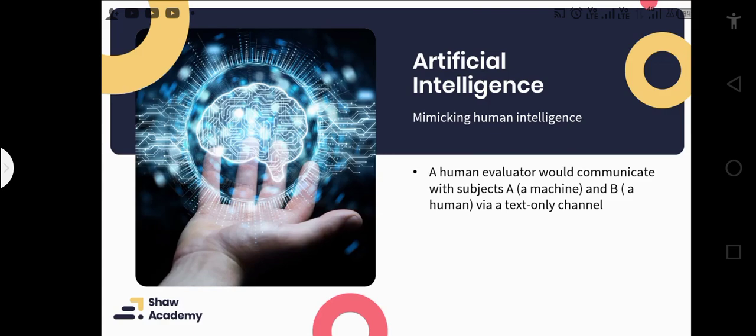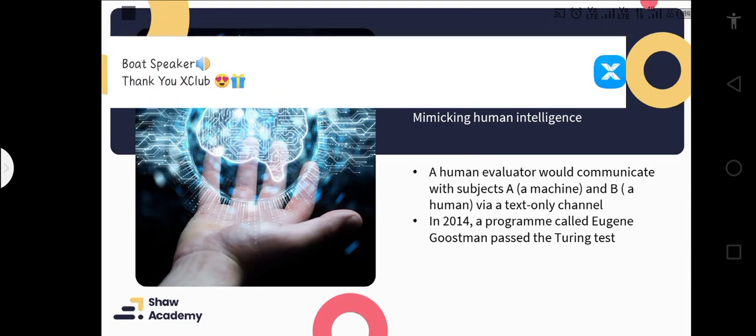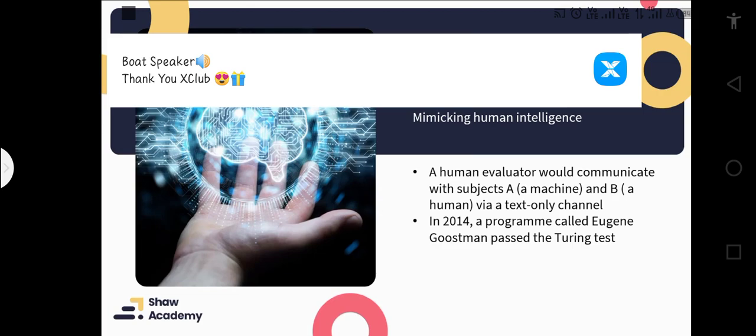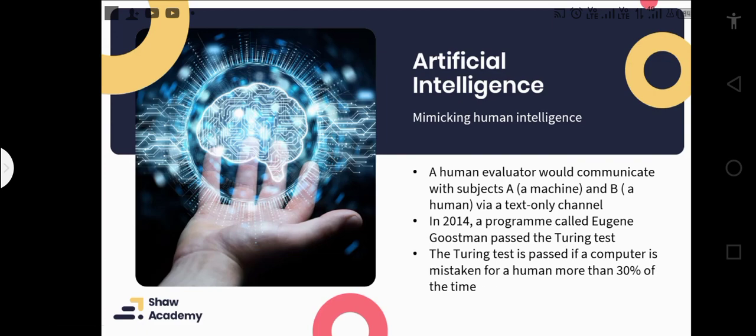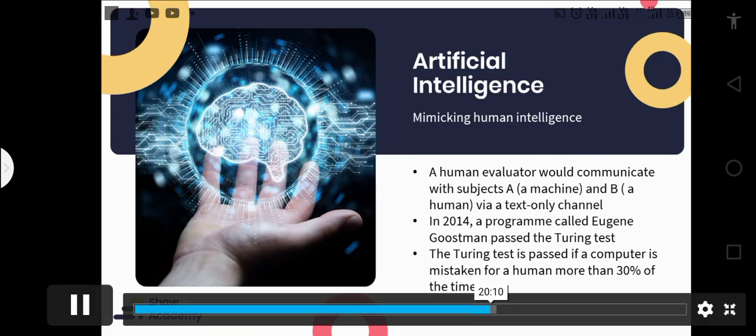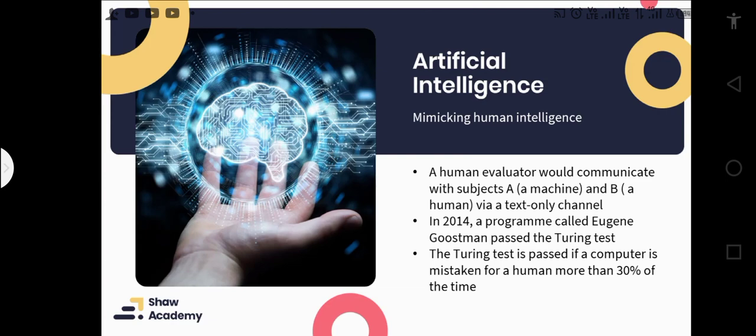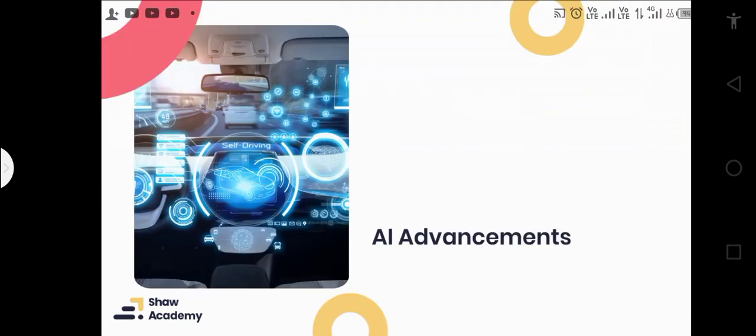Quite interestingly, for the first time in history, in 2014, a computer program called Eugene Goostman, which simulates a 13-year-old Ukrainian boy, is said to have passed the Turing test at an event organized by the University of Reading. The Turing test is successfully passed if a computer is mistaken for a human more than 30% of the time during a series of 5-minute keyboard conversations.